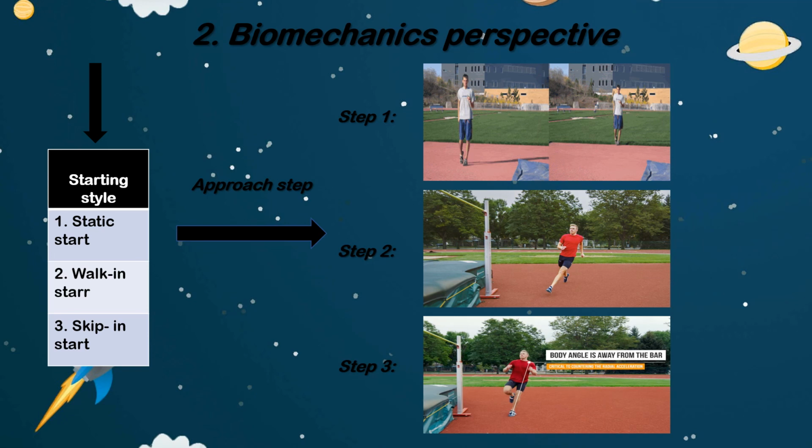Step number one, most athletes will take their first step with the same leg they take off with. Step number two, in the first 2-3 steps, you have to accelerate. This is called the drive phase. Building speed is critical to high jump as you approach the bar. Your movement should be deliberate, dynamic, and graceful.